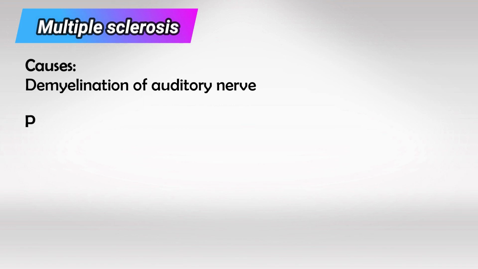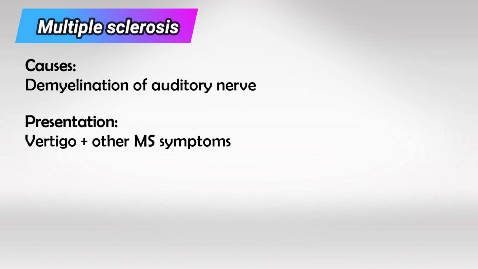And finally, we have multiple sclerosis. This causes vertigo by demyelinating cranial nerve number 8. So expect vertigo with hearing loss, plus other multiple sclerosis symptoms.